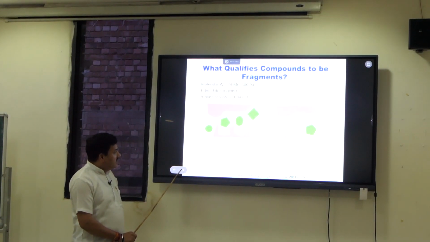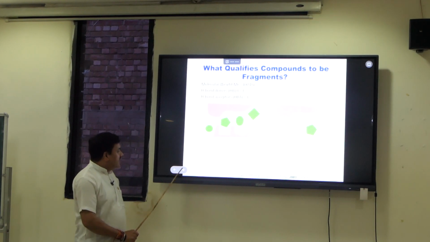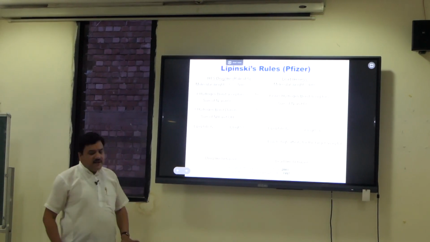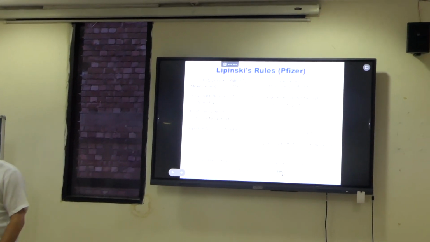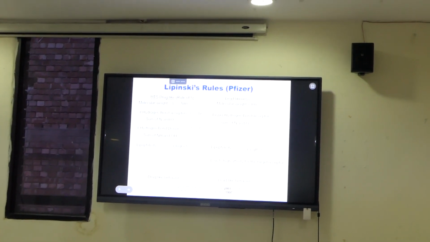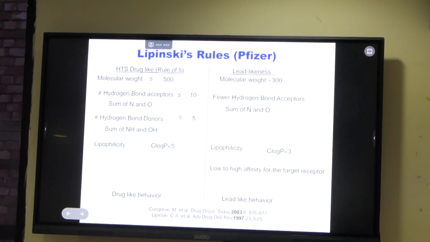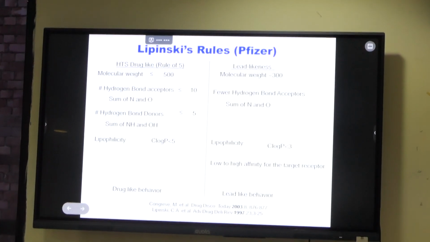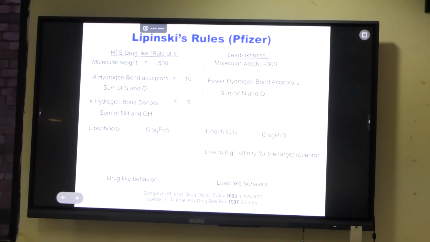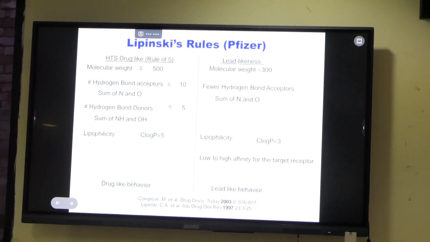And this is another one, like Drug Discovery Today. This is one slide I want to show you to give a comparative analysis, because in pharmacy, biology, chemistry or medicinal chemistry, we always teach the Lipinski rule of 5. What is the Lipinski rule of 5? Anyone?